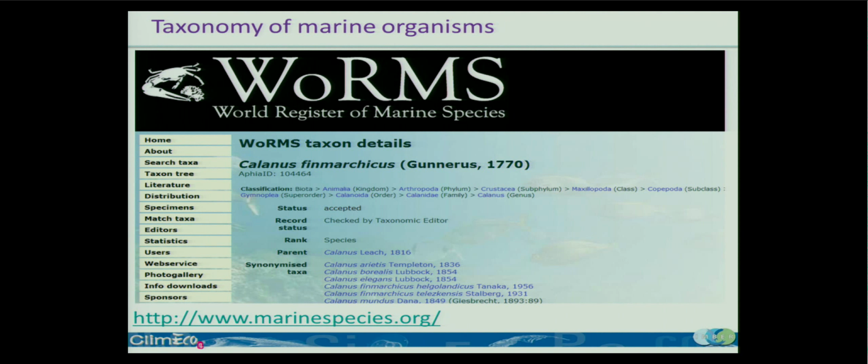You can use the search for a single species, but you also have the match taxa tool. You can even submit a text file with a list of species, and they will make a match and give you an analysis. They can give you all this information for each of your species.